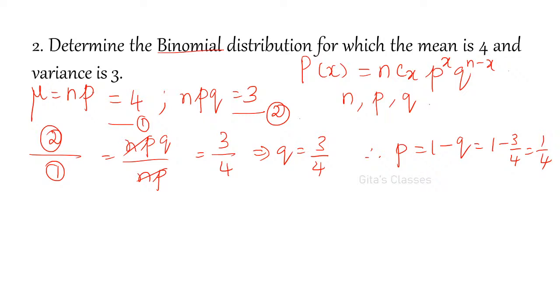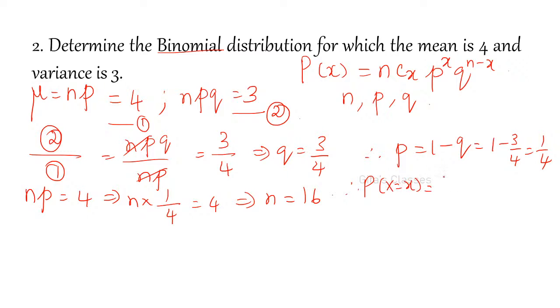np is equal to 4, we know. From this, n into p, that is n into 1 by 4, is equal to 4. That implies n is equal to 16. Therefore p of x is equal to nCx. N is what? 16Cx. p is 1 by 4 the whole power x into 3 by 4 the whole power 16 minus x. That is the answer. Yes, very good.